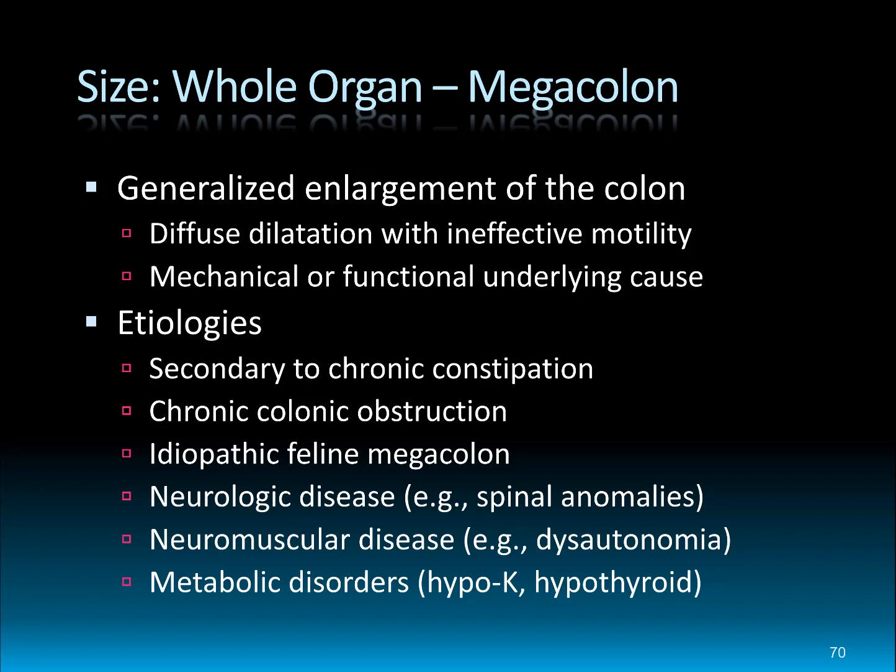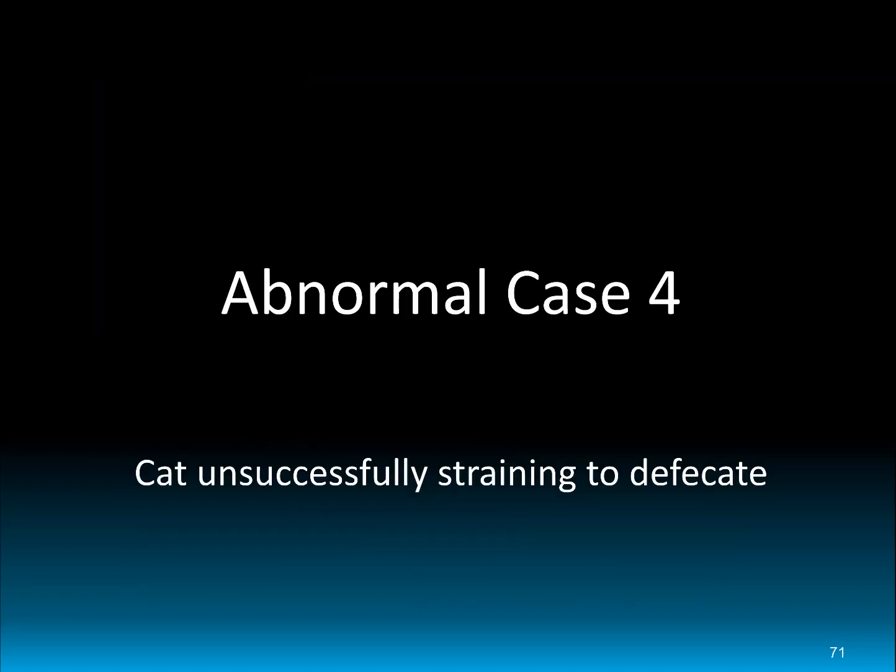So as you can see on the second large bullet point, there are a lot of possible etiologies. Again, this can be a functional thing secondary to chronic constipation, so the fecal material gets dehydrated, the colon can't move it, and it continues to build up. It can be obstructive, it can be idiopathic. We see that in cats sometimes as an idiopathic disease. And then, like I said, neurologic and neuromuscular diseases and metabolic problems. So think about renal disease causing dehydration. Think about hypokalemia as causing decreased motility.